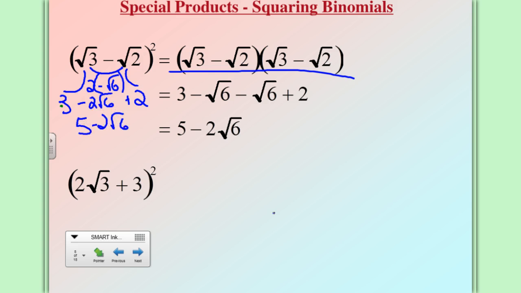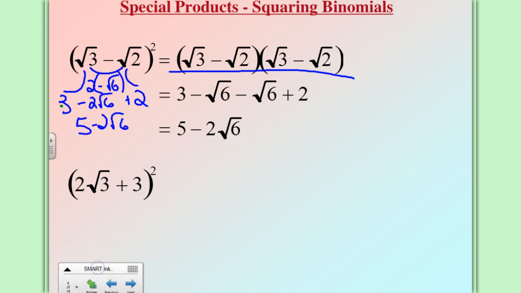Okay, so if I do the quick way on this one, I would just say, first term squared is 4 times 3, so that's really 12. Last term squared is 9. Put these 2 together, that's 6 root 3, doubled is 12 root 3. So I'm doing some math in my head. 12 plus 9 is 21. 21 plus 12 root 3.